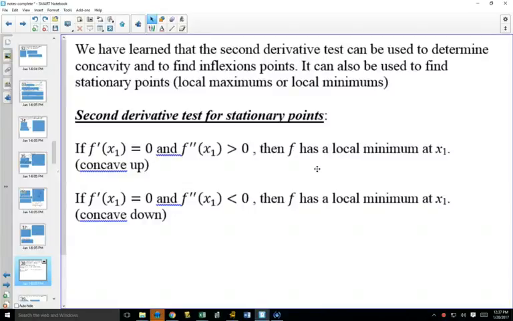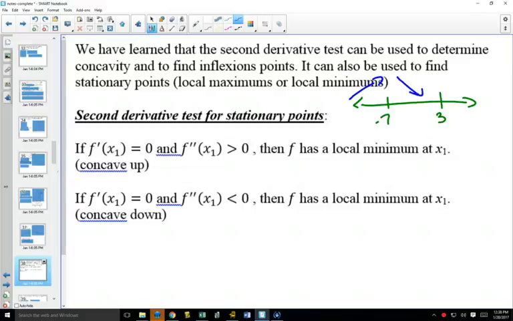So we've learned already the first derivative test. The first derivative test was: if you can find out where your first derivative is equal to 0, maybe it's at 2 points, and if it's increasing before and decreasing after, that makes -7 a maximum. If it's decreasing before and increasing after, that makes 3 a local minimum. That's the first derivative test.